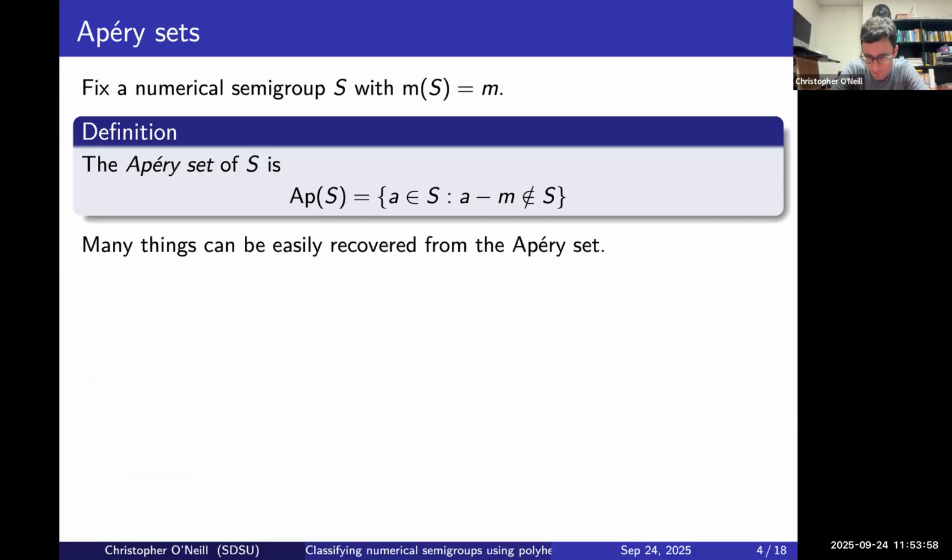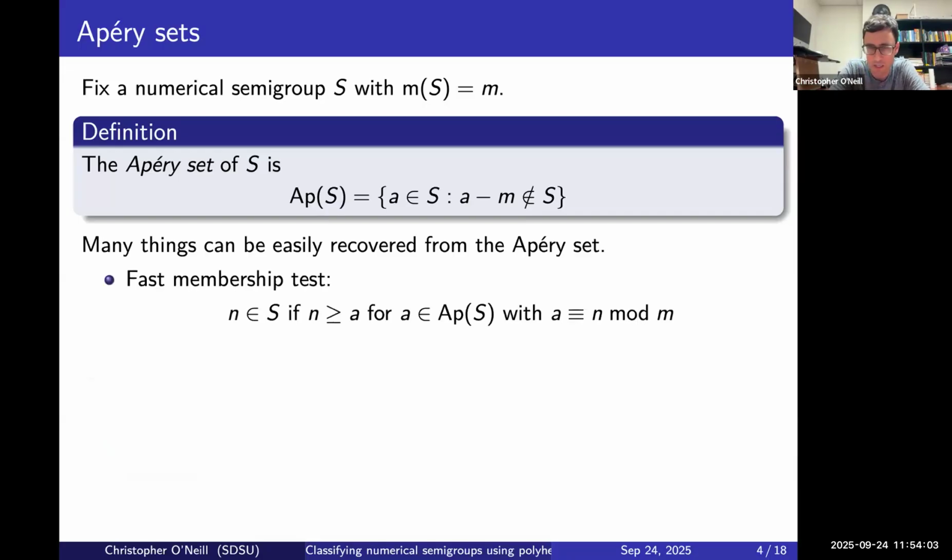The Apéry set is very nice, and it shows up a lot when you look at numerical semigroups. For example, if you wanted to do a quick membership test, so someone walks up to you on the street, hands you a number and says, can I buy exactly this many chicken nuggets using packs of 6, 9, and 20? Well, if you know the Apéry set for the McNugget semigroup, all you have to do is take that number n, check which equivalence class it's in mod 6, and then check whether n is larger than that Apéry set element. So it makes checking whether something's in a semigroup or not quick.